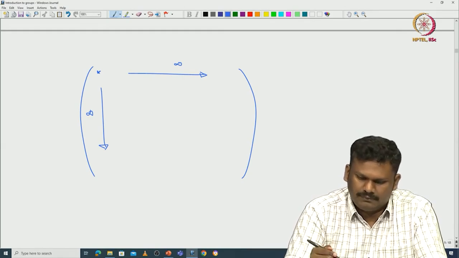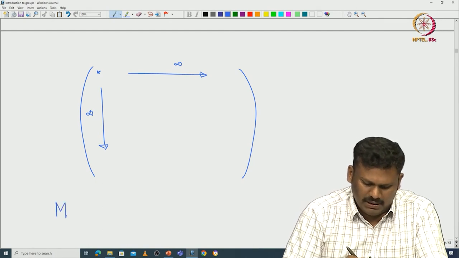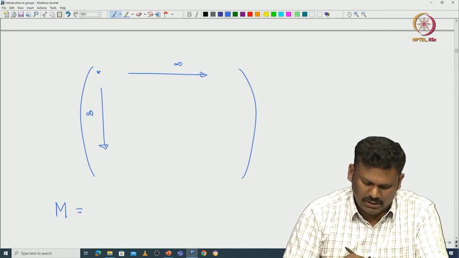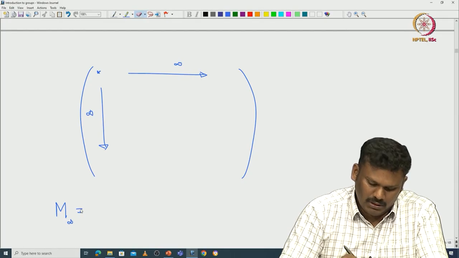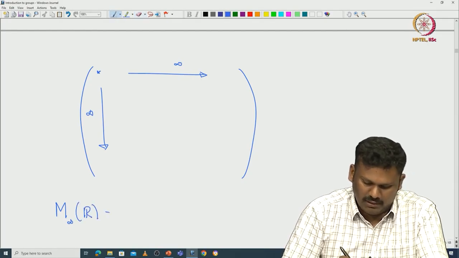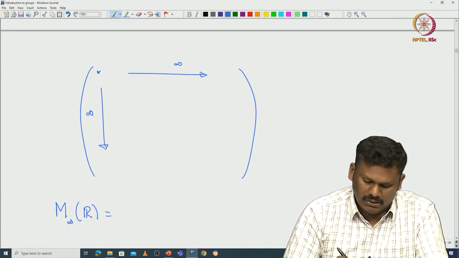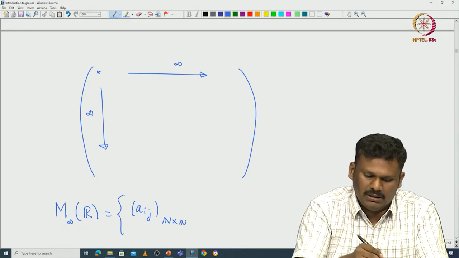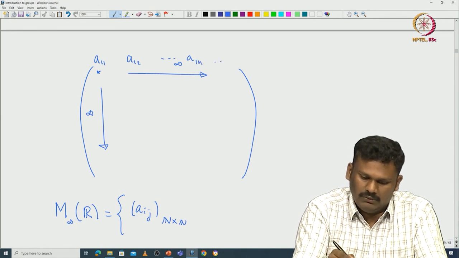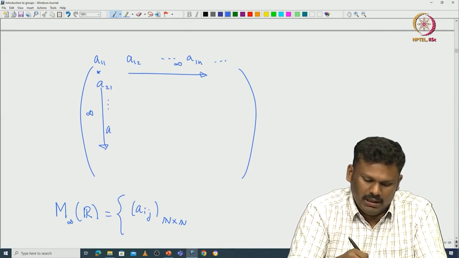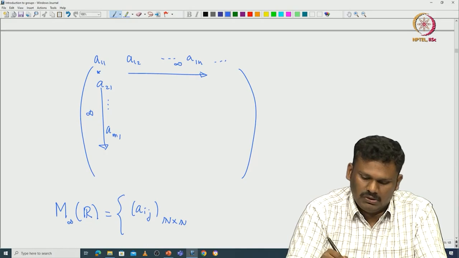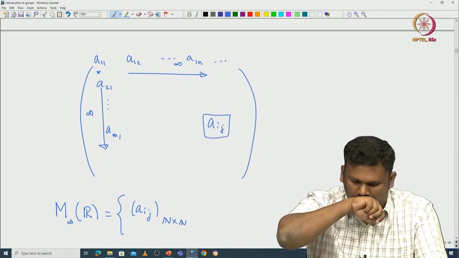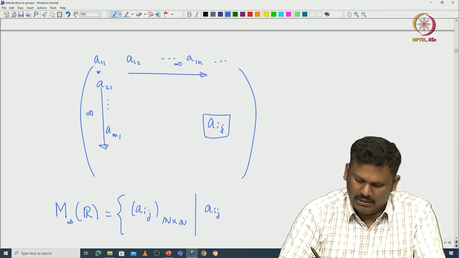So what is this? This is the set capital M. I don't want to give any name for this, so let's call it maybe M infinity. Let's consider only the real matrices, where all the entries are real. These are matrices aij indexed on n cross n. That means you have a11, a12 and so on, going all the way to a1n and so on. Similarly, a21 and so on. It never stops. Some typical ijth entry will be here. All of them are real, that's all. So aij are all real for all i, j coming from n.